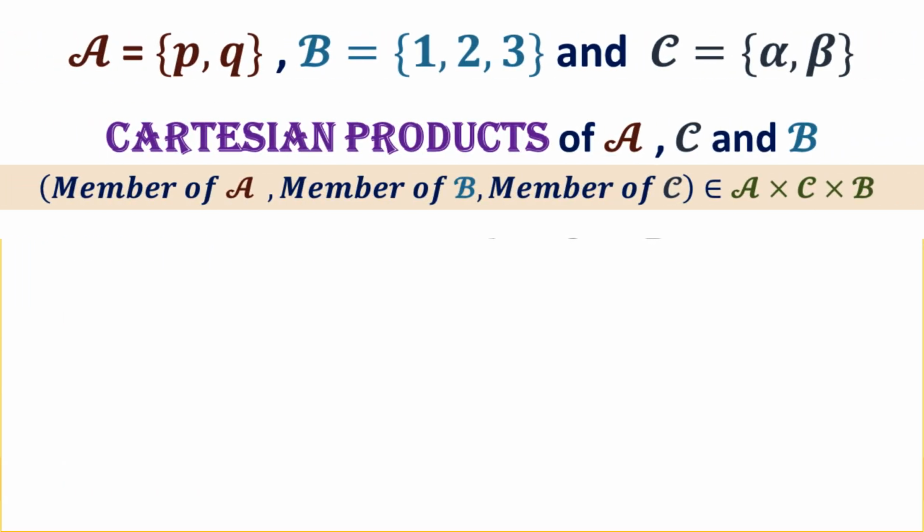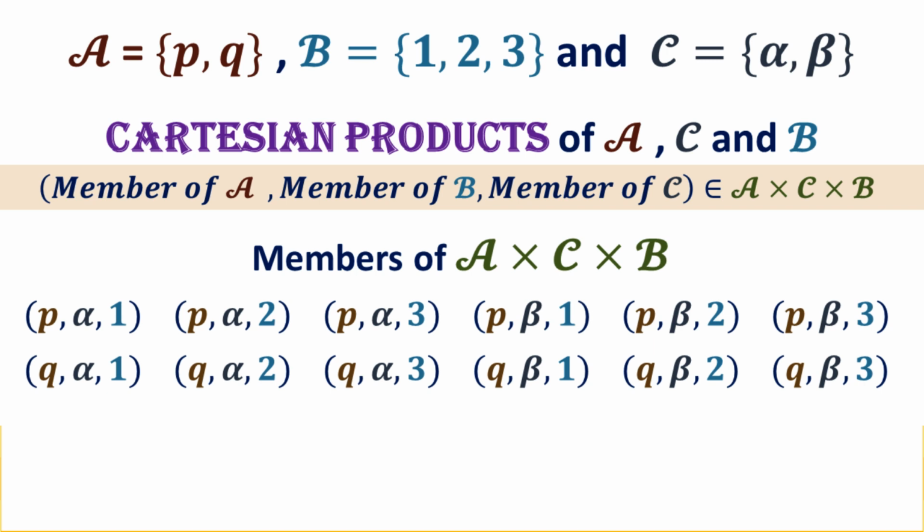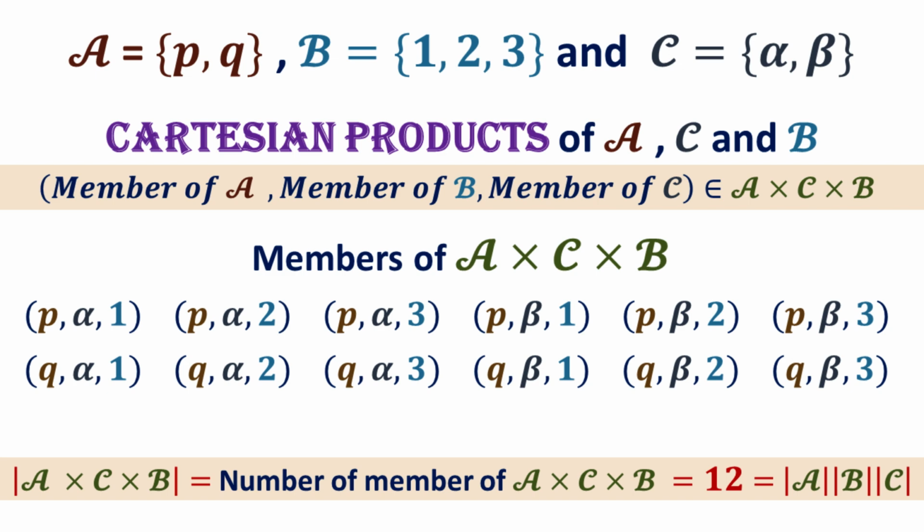The Cartesian product of the three sets A, C, and B is denoted by A cross C cross B. And each member of A cross C cross B is a three-tuple. The first component of the three-tuple is any member of A, the second member is any member of C, and the third member is any member of B. Therefore the members of A cross C cross B are listed, and the number of members of A cross C cross B is 12.